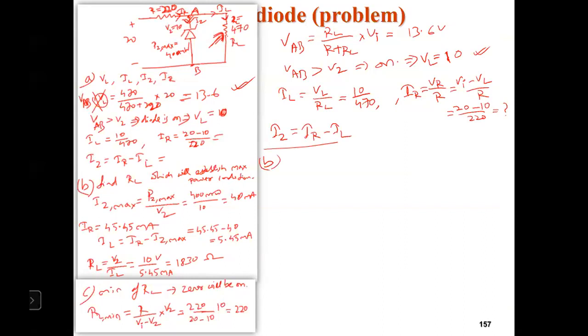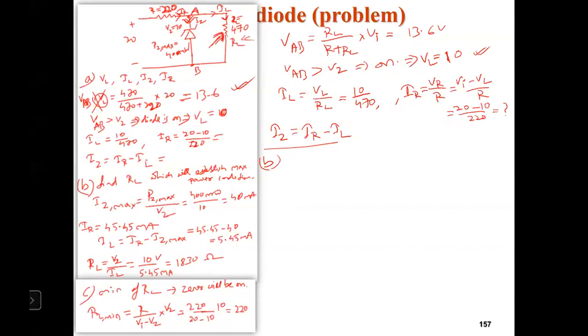Find the RL which will establish the maximum power condition. For which value of RL will the maximum power condition appear? That means, for which value of IL will IZ flow such that the maximum power is achieved? IZ should be maximum so that the power across the diode will be maximum.